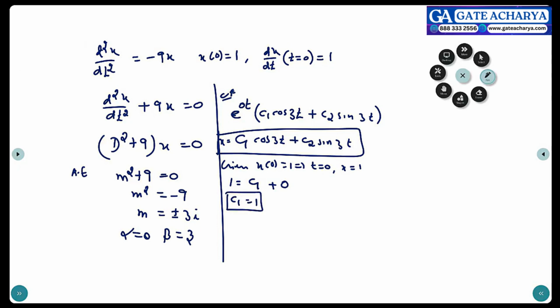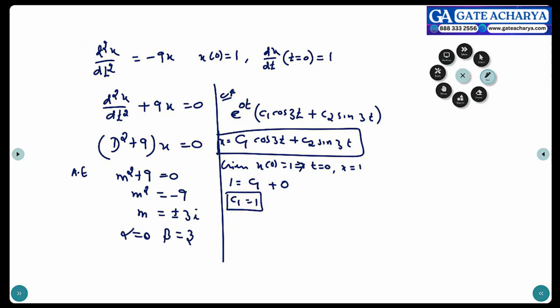In the initial conditions, first, x of 0 is equal to 1. That means when t is equal to 0, the x value is 1. Substitute in this equation. When x is equal to 1, the left hand side is 1, and the right hand side is cos 0, which is 1, into C1 is C1, and sin 0 is 0, so everything else becomes 0. Therefore the right hand side is C1 alone, the left hand side is 1, therefore the value of C1 is 1.